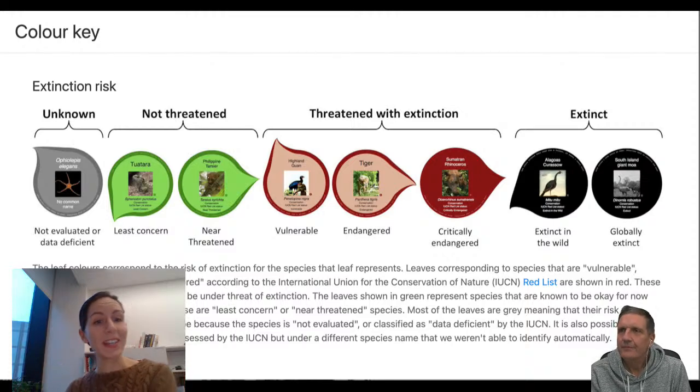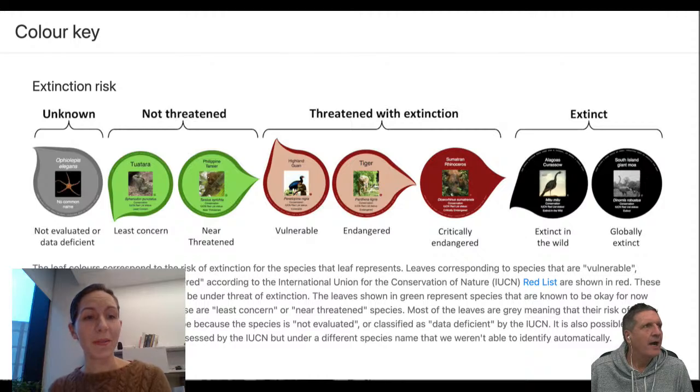So we should try to find something extinct. I think on the tree at some point. Oh, and I'm sure we will.